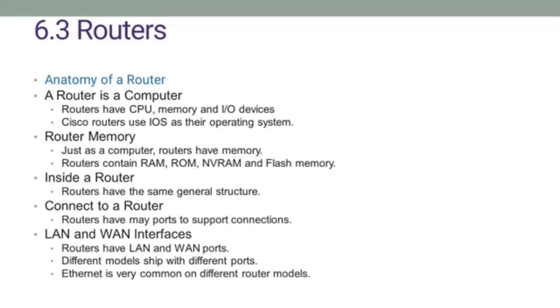Routers. Anatomy of a router. A router is a computer. Routers have CPU, memory, and I/O devices. Cisco routers use IOS as their operating system. Router memory. Just as a computer, routers have memory. Routers contain RAM, ROM, NVRAM, and flash memory.